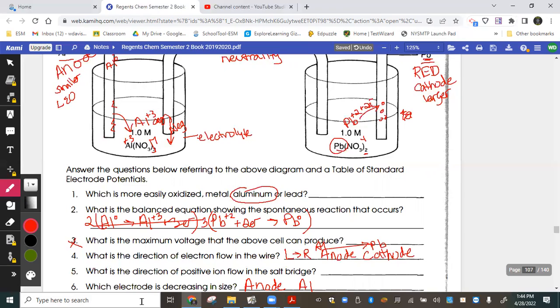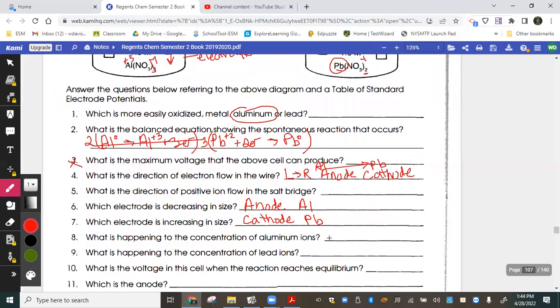And again, I don't know why I'm getting this weird line on my screen. So I apologize for that. Technology is not my thing.